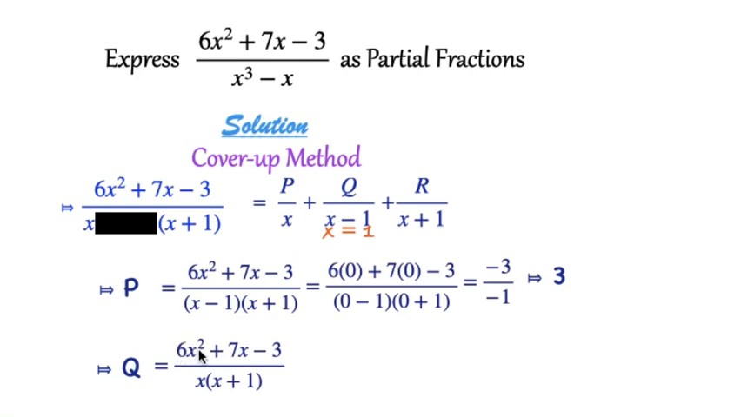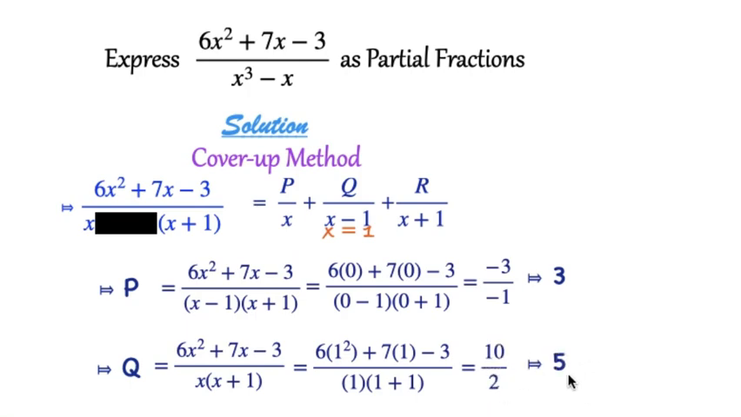We substitute 1 in the equation, and we have 6 times 1 squared plus 7 times 1 minus 3 over 1 times (1 plus 1). This becomes 6 plus 7 minus 3, that is 10, over 1 times 2, that is 10 over 2, and 10 over 2 is equal to 5. So q is equal to 5.